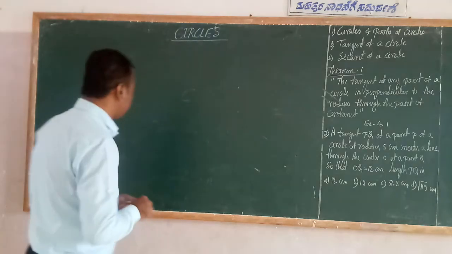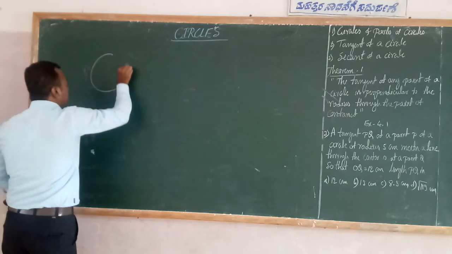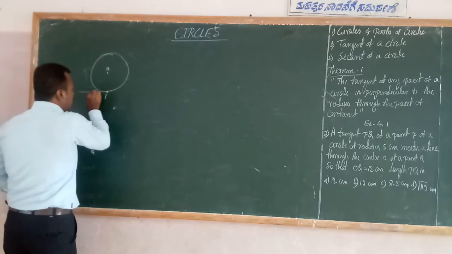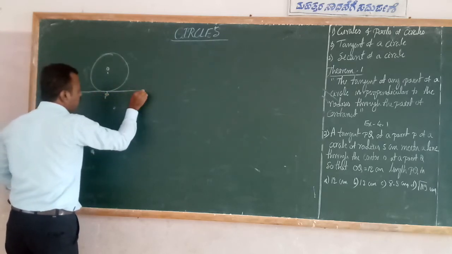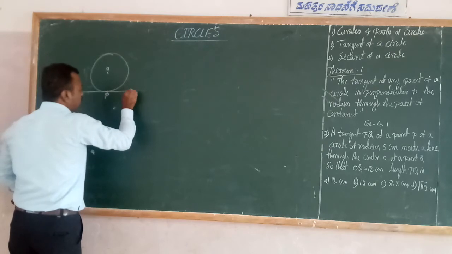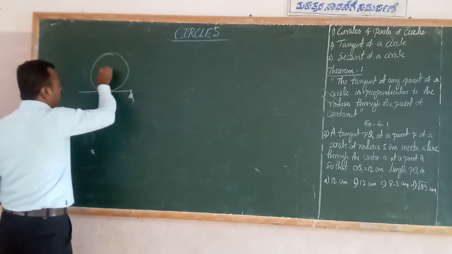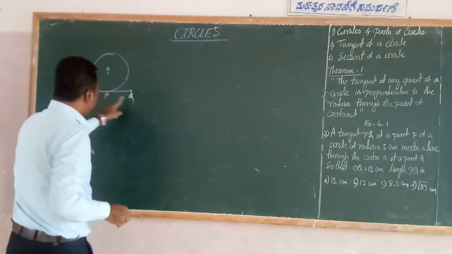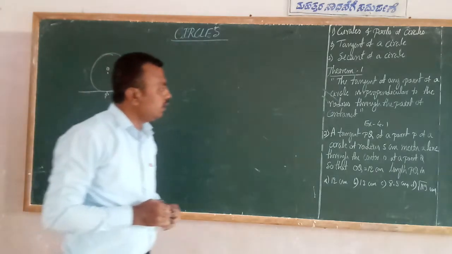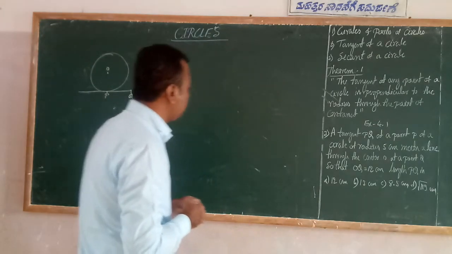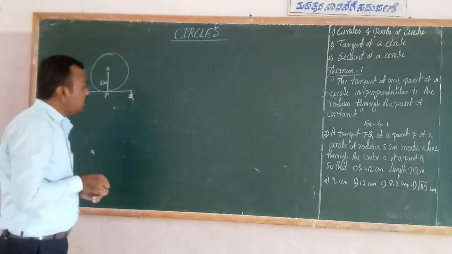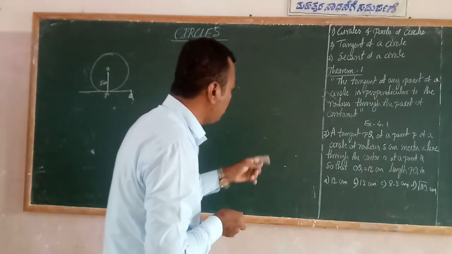Length PQ is... see, this is the circle. O is the center of the circle and this is the tangent. So PQ is a tangent, P is the point of contact, and the circle has a radius of 5 cm. OP is the radius. This is 5 cm. And then the length of the tangent, how many centimeters is it? OQ is 12 cm.